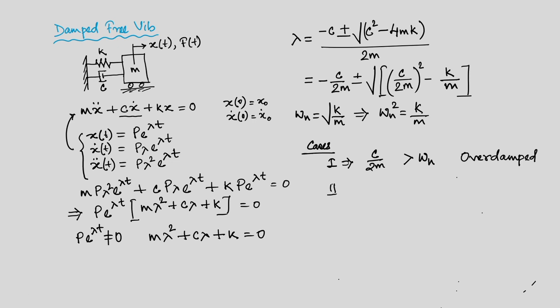Case 2, when we have c by twice m equal to omega n. In other words, c by twice m whole square is equal to k by m. If that is the case, obviously, the bracketed term under the square root will be 0. We will come to that. But if we have a condition where c by twice m is equal to omega n, we call this situation critical damping.